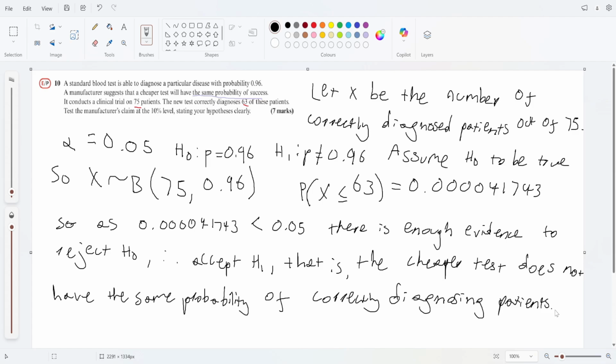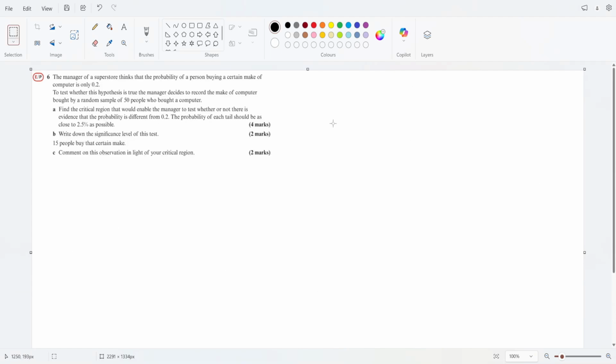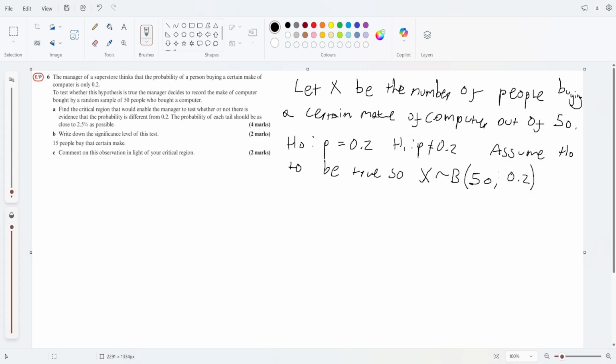So I'm going to be moving on to critical regions now. So here is the question. The start of all of these questions are basically all the same, so I'll skip that again. So see you guys in a second. So I've just written everything up. It's out of 50 people. It's a two-tailed test because it says that the probability is different from 0.2, not greater than or equal or less than. So we've assumed that the null hypothesis is true, so then we get this distribution here.